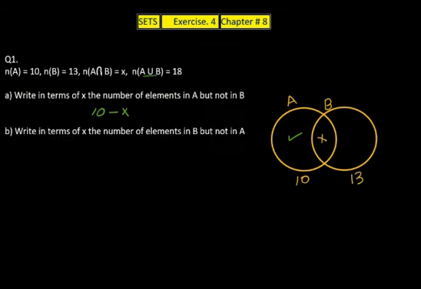In part B it says write in terms of x the number of elements in B not in A. It means that it is talking about this area, and in that case it will be 13 minus x.